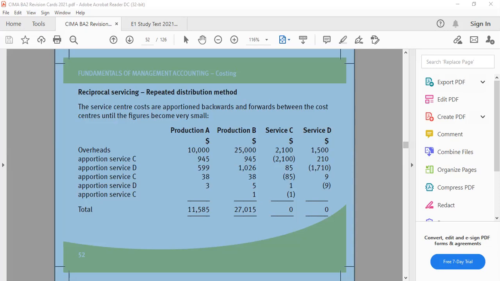So now here what we can do is, instead of taking it up repeatedly, in one step, prepare the simultaneous equations. So in the equation method, simultaneous equations are prepared, and then by solving the simultaneous equations, the amount of overheads which are to be charged to each department can be identified. So let's start with the simultaneous equation method.